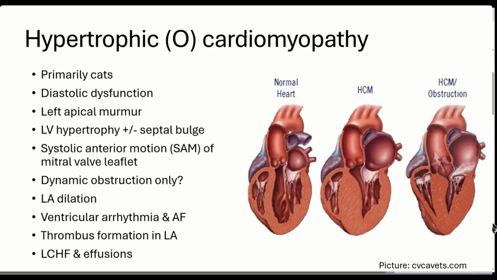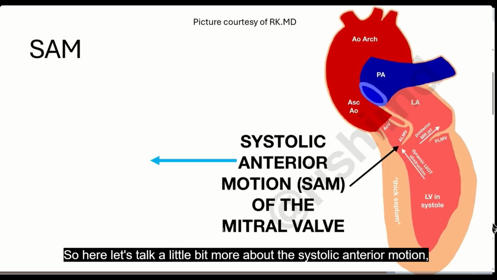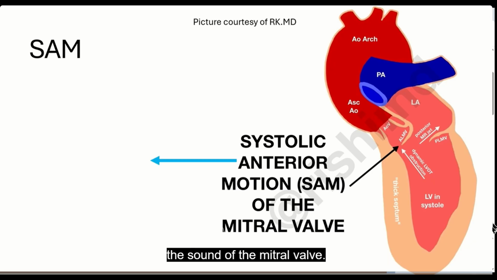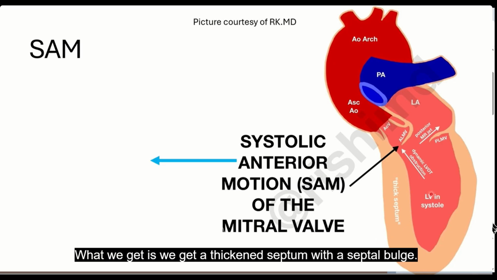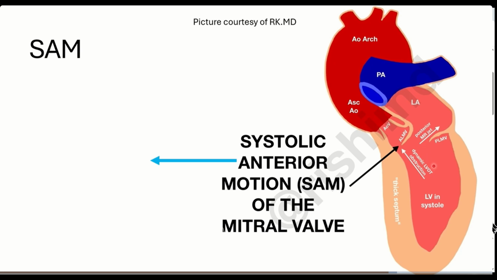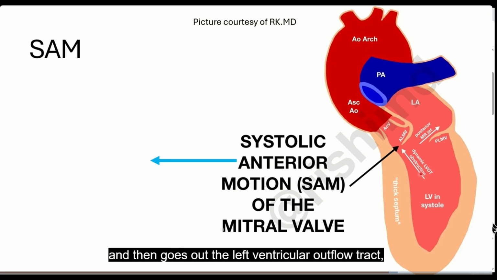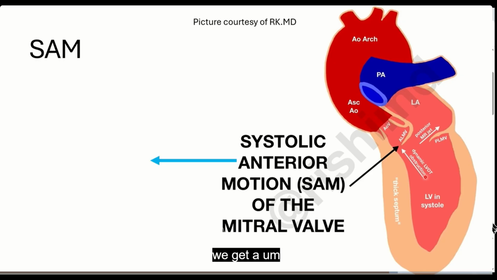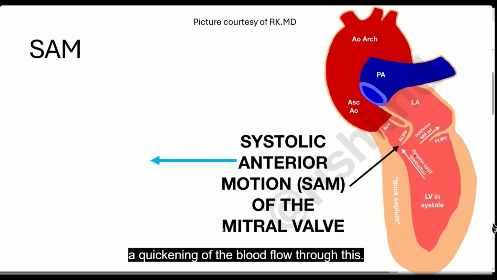So here let's talk a little bit more about the systolic anterior motion, the SAM of the mitral valve. What we get is a thickened septum with a septal bulge. And then as the blood comes through the mitral valve, through the left ventricle, and then goes out the left ventricular outflow tract, we get a quickening of the blood flow through this. It's a bit like aortic stenosis. It's a bit like a lower down aortic stenosis.